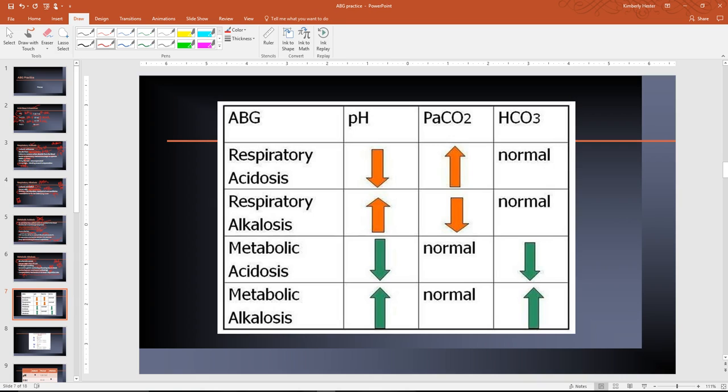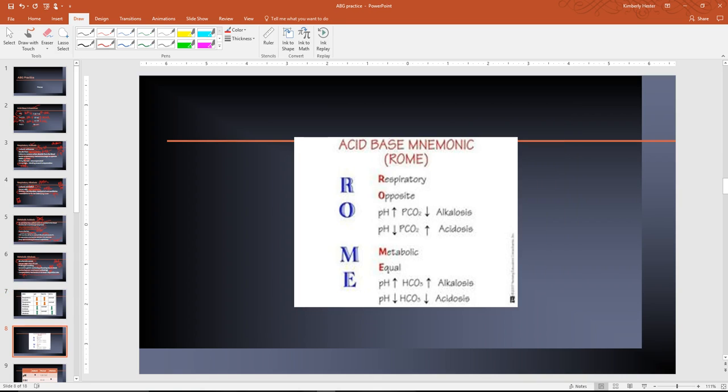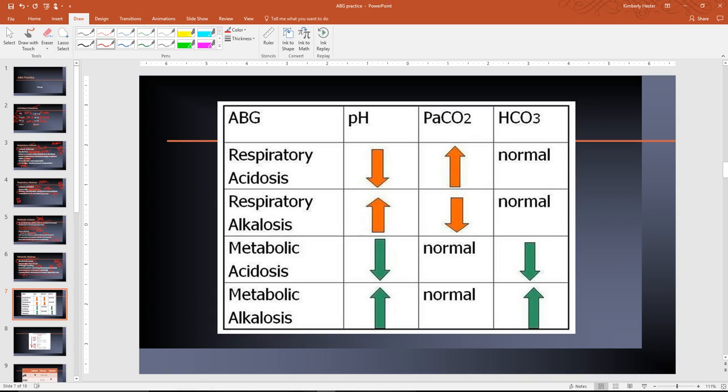Now this is called ABG bingo. And let me show you this other slide really quick. We have this slide that is called ROME, and this is to help you a little bit when you're first starting out interpreting ABGs. So it's called ROME, and it is respiratory, opposite, metabolic, equal. All right, so let's go back to our previous slide and we'll talk about this. Respiratory, opposite, metabolic, equal.